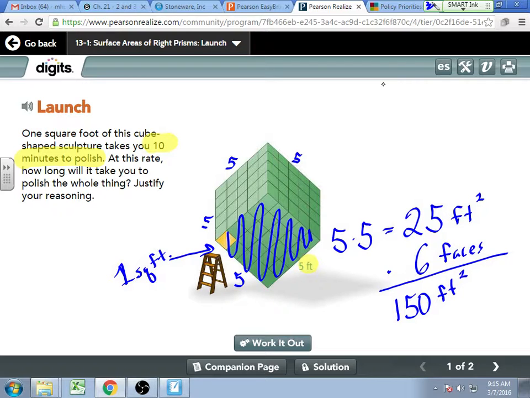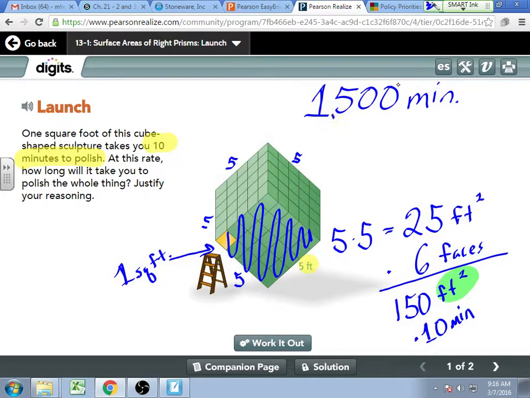Cassidy? I know what to do. Okay, what do we do now? So what you do is you multiply that by 10 because it takes you 10 minutes to do each one. Because it takes us 10 minutes for every square foot, we have 150 square feet. So really, I could replace that square feet with 10 minutes because every square foot takes 10 minutes. So we multiply that by 10, we find out that the final is 1,500 minutes.